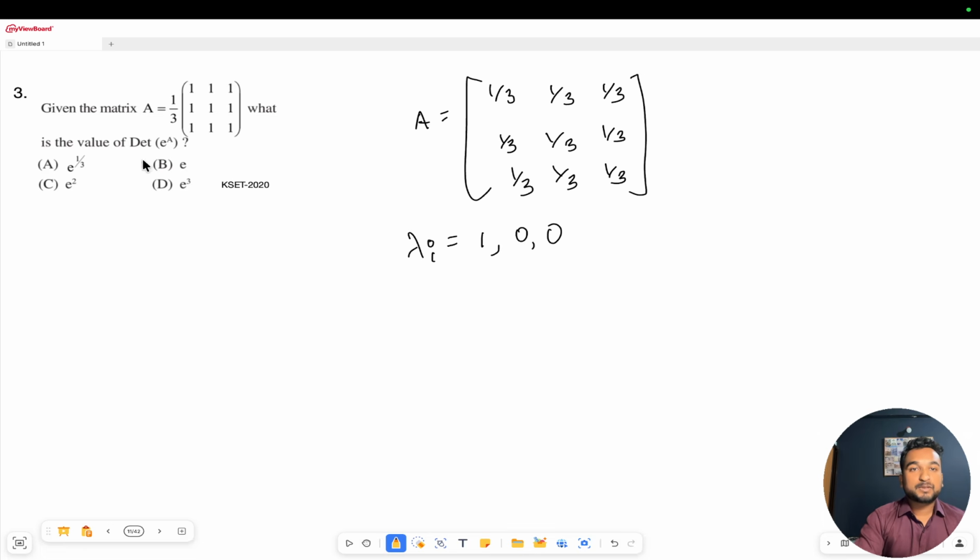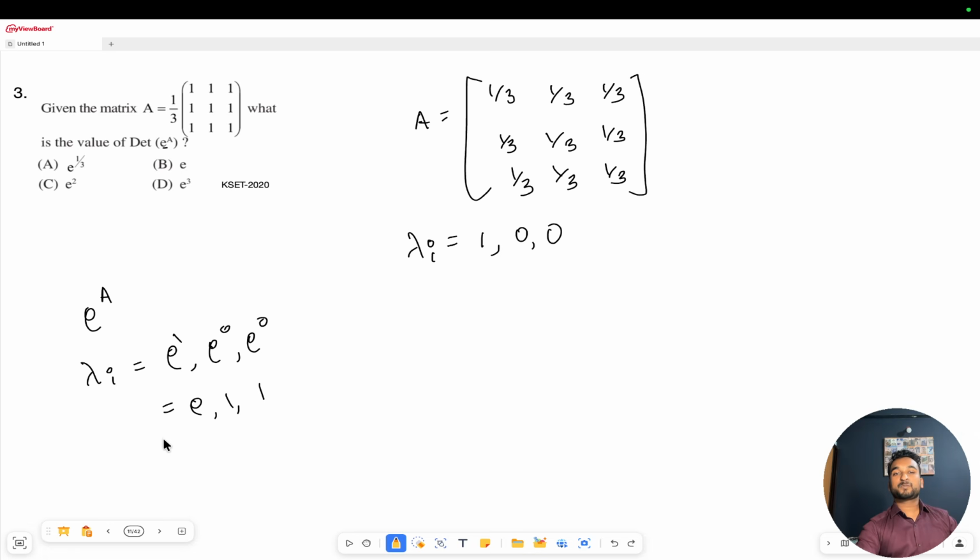Okay, so they have asked for e to the power A. If e to the power A is a matrix, then the eigenvalues will be e to the power 1, e to the power 0 and e to the power 0. That means it will be e, 1, 1. So these will be the eigenvalues of e to the power A.